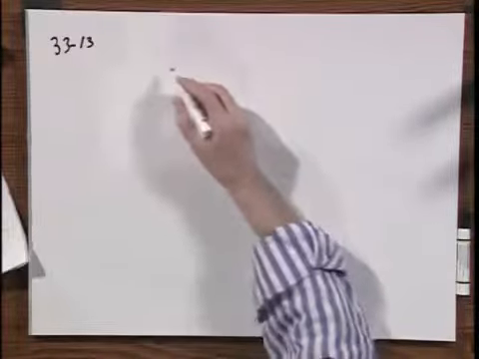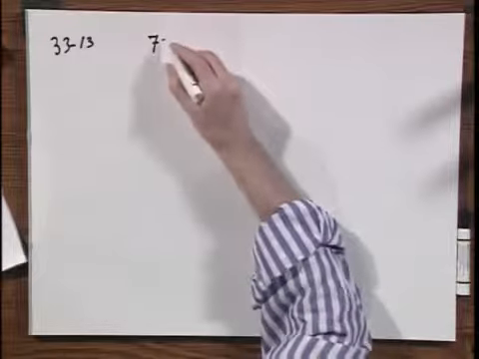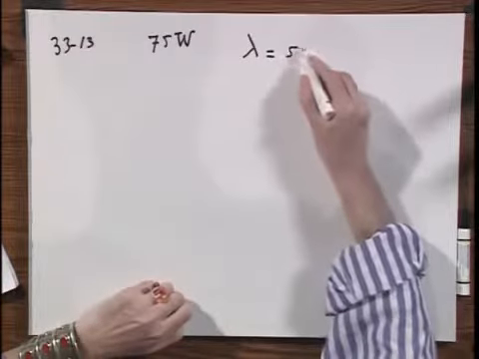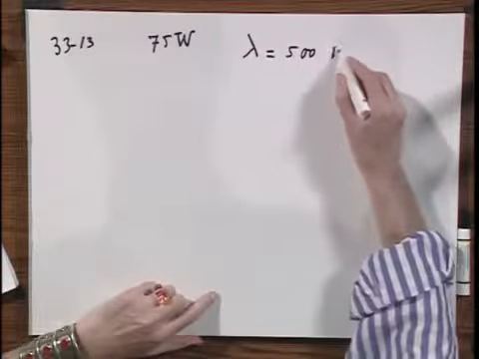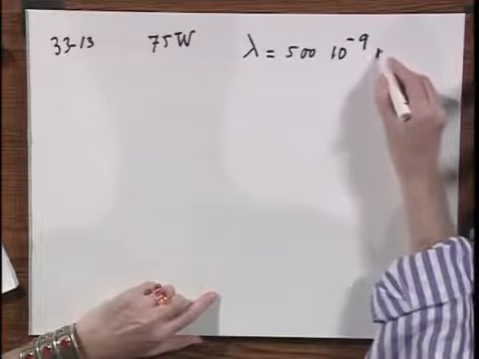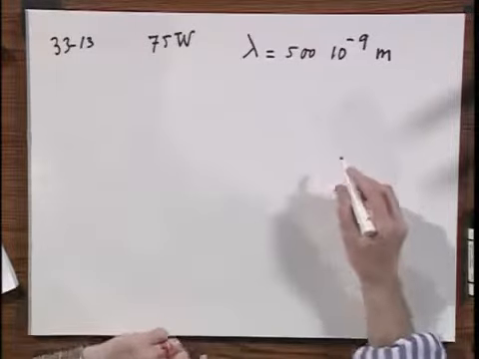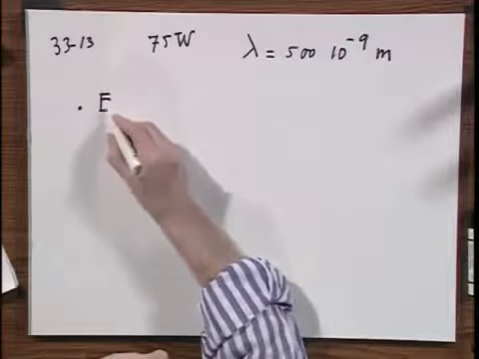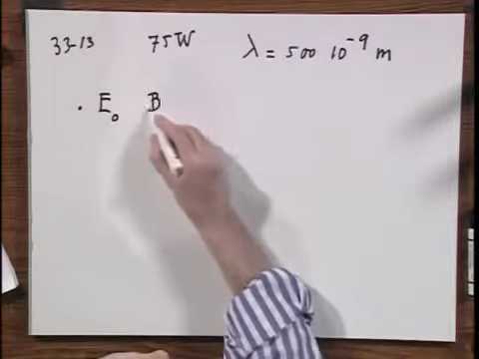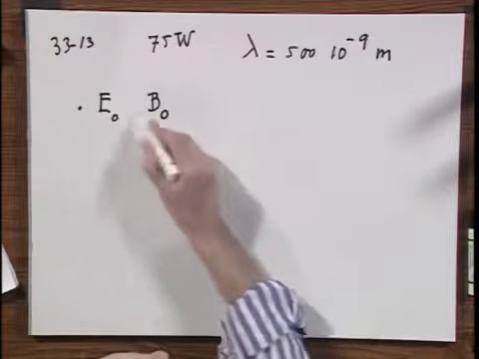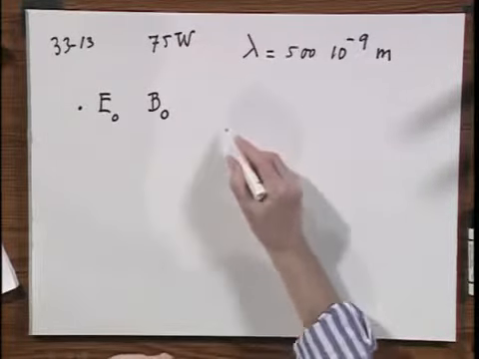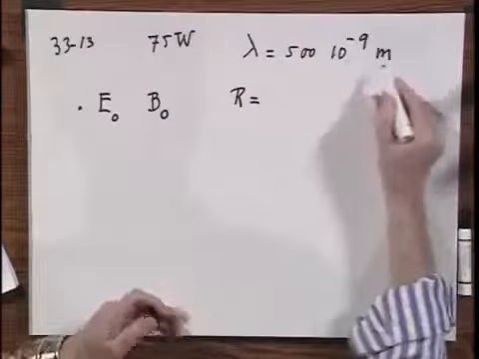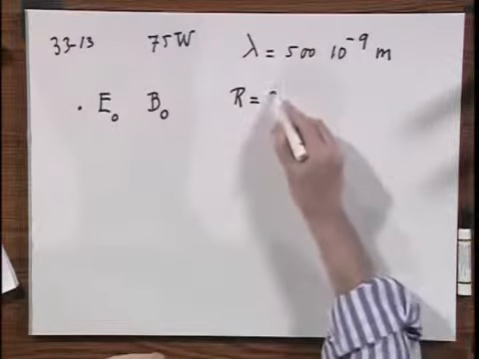3313. We have monochromatic light, 75 watts. We have a wavelength, which I believe has nothing to do with the problem, 500 nanometers, and it radiates uniformly in all directions. And the question now is, what is the associated E0 and B0, the amplitudes of the E vector and the B vector, if I am at a distance r from this light source of about 3 meters.